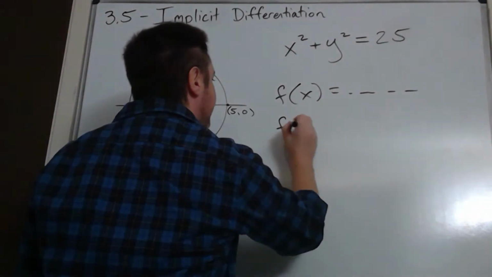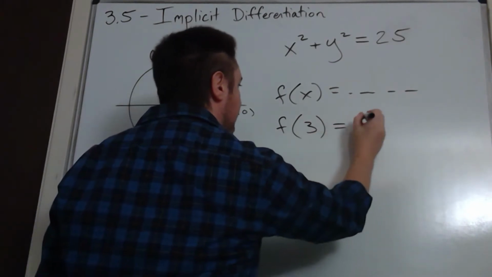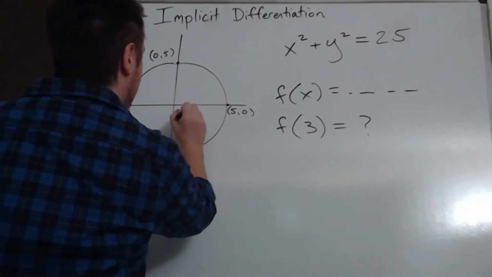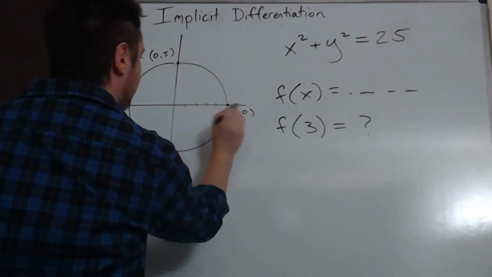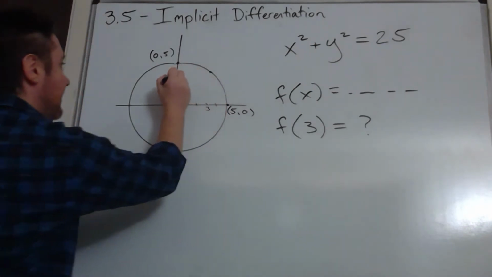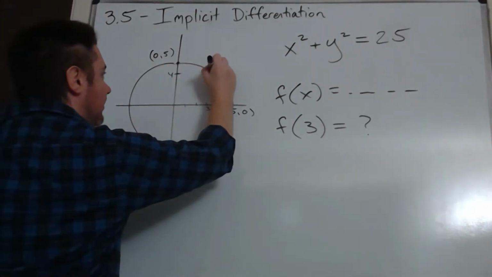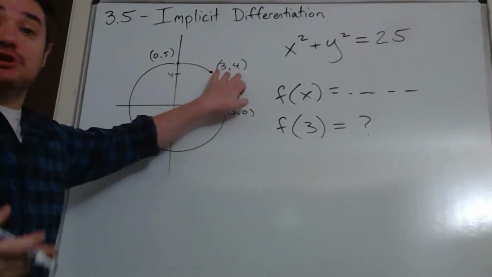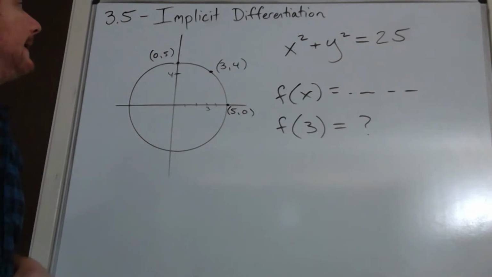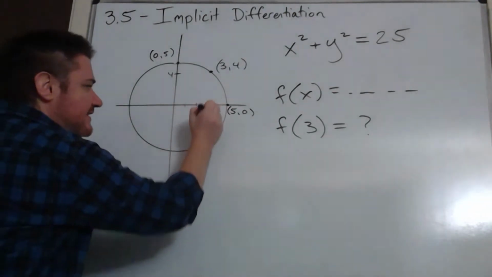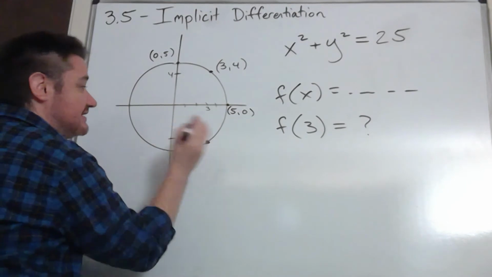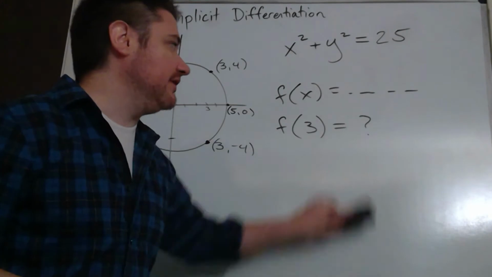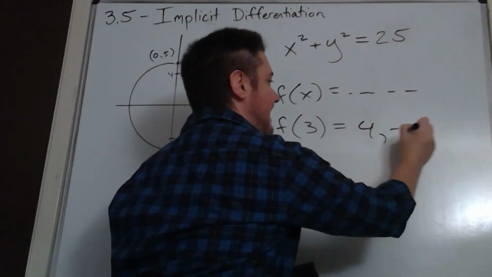But what if I said, what's f of 3? In other words, when x is 3, what's the y coordinate? You might say, well, let me come over 1, 2, 3. If I jump up to there, that looks around 4, and that's the point (3, 4), which does live on the circle. But what if at 3, I jump down here? That looks like -4 to me. (3, -4). So what's f of 3? Is it 4? Is it -4?